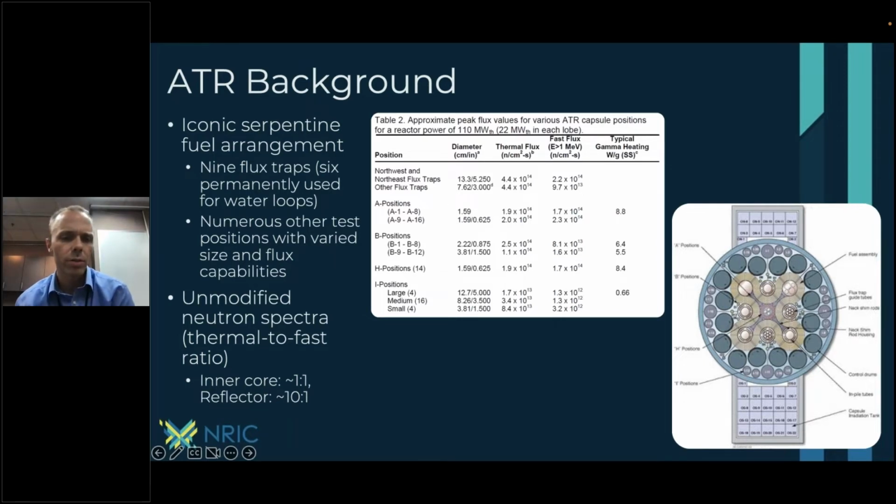Unmodified, the neutron spectrum in an ATR is roughly a 1-to-1 thermal to fast ratio in the inner core, and roughly a 10-to-1 thermal to fast ratio in the reflector area. Next slide, please.